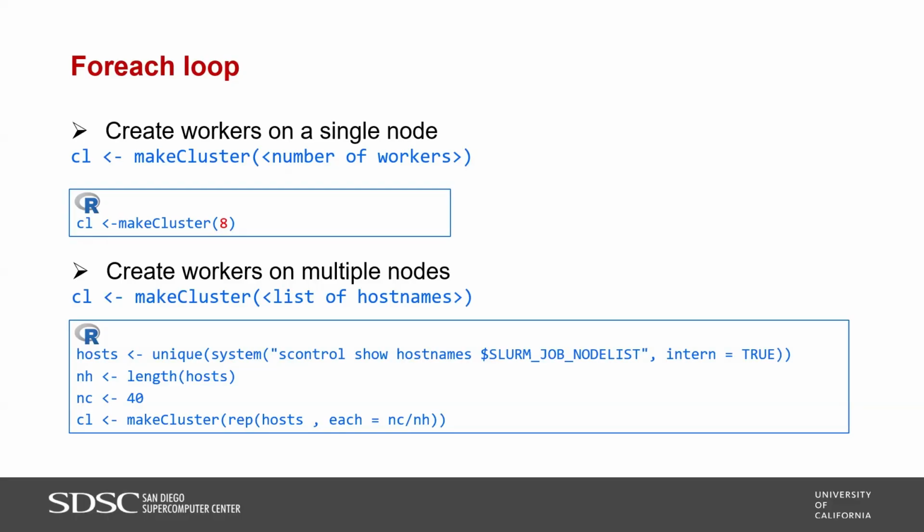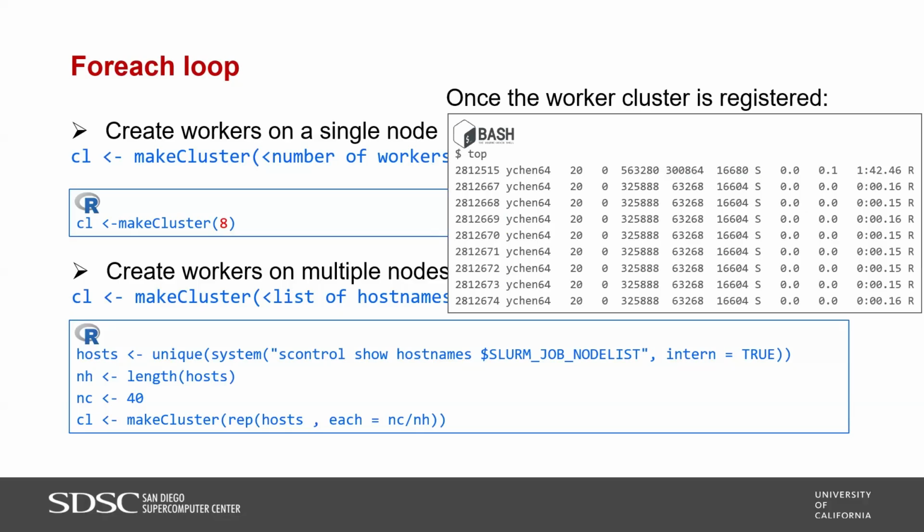Once the workers are created and registered, you will find those worker processes available in the top output. For example, here we just asked to create 8 workers, and you will find 8 R processes ready in the background for running parallel code.